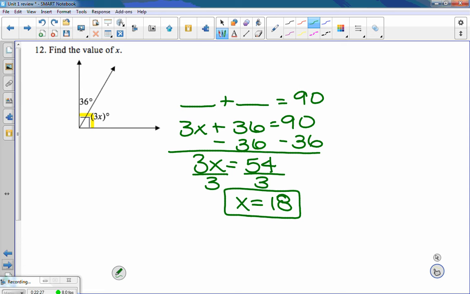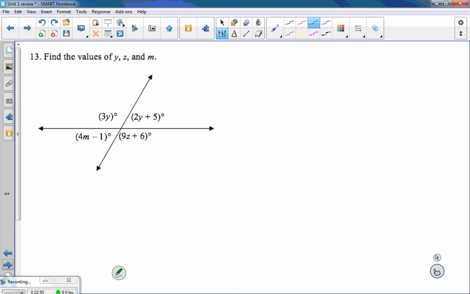Now, I love the next problem. Love, love, love the next problem. Are you ready? How many of y'all would have looked at this problem and just said, I'm not doing it? Just be honest. Now, I'll give you a hint. It's a whole bunch of letters in here.